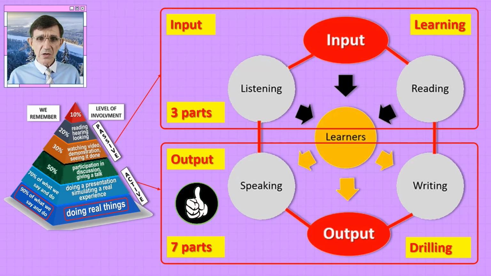Information should be divided into small chunks, and after learning each chunk of information, you should do writing and speaking exercises to activate long-term memory and get all the necessary psychomotor skills. The input-output learning styles diagram correlates with Edgar Dale's learning pyramid, where the upper part of the pyramid, passive learning, corresponds to the input stage, and the lower part, active learning, corresponds to the output stage.